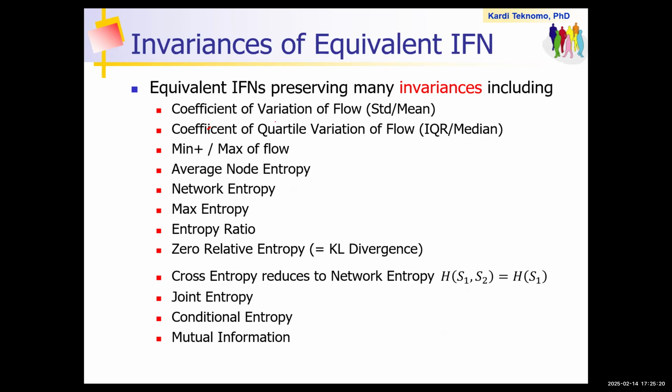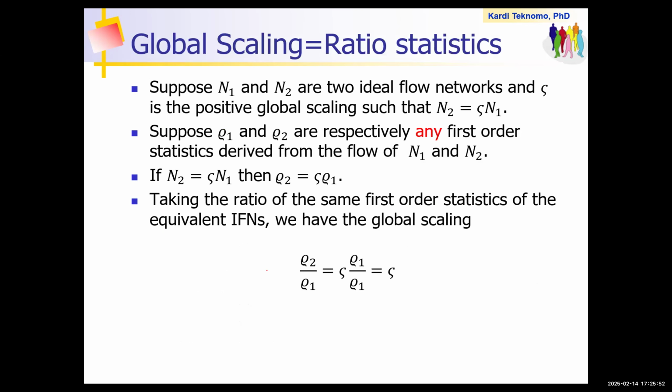So the coefficient of variation of flow, minimum divided by maximum, or the other way around, average node entropy, network entropy, practically any entropy. Including if you calculate the relative entropy, it will become 0. And if you calculate the cross entropy, it will reduce to become network entropy, including the mutual information. We will not discuss all of that, but let's discuss a few of them.